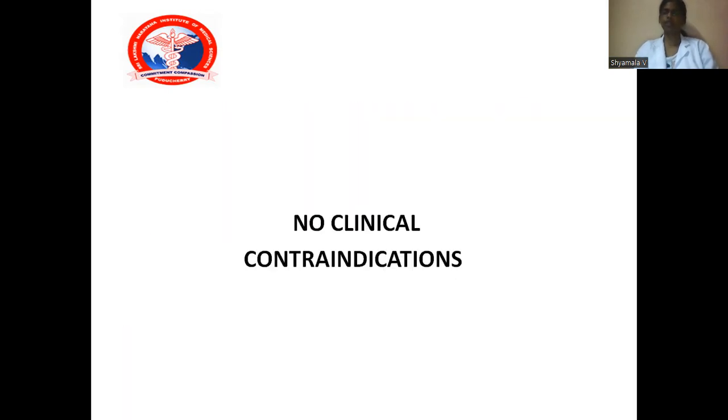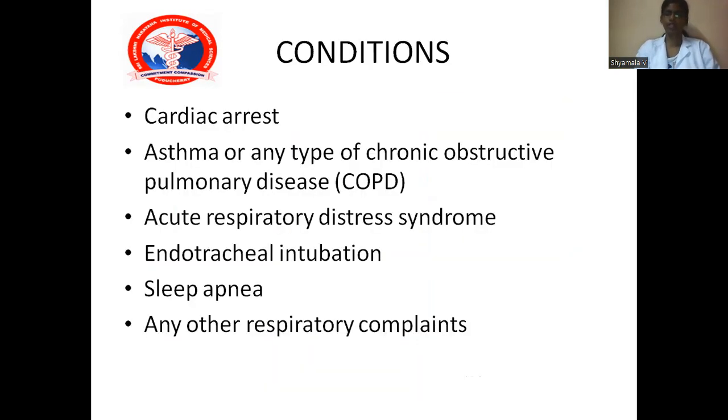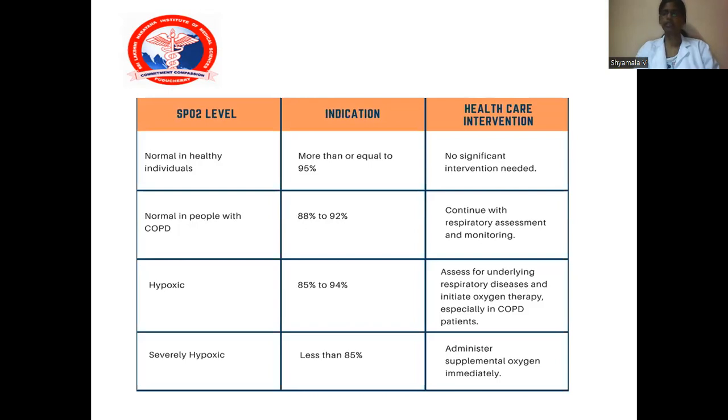There are no clinical contraindications for using pulse oximetry. So depending upon the saturation levels, we can intervene with the patient. If the saturation is more than or equal to 95%, there is no significant intervention needed. If the saturation falls between 88 to 92%, we can continue with respiratory assessment and monitoring.